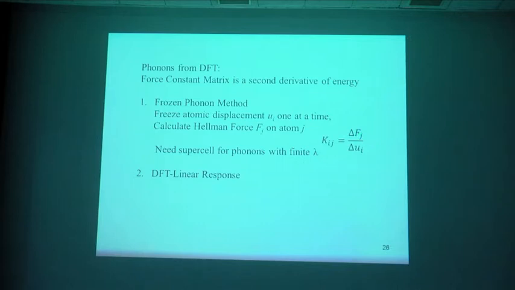And of course, if you have a phonon with a wavelength of 3 unit cells, you will have to have a supercell with 3 unit cells. And I told you the cost of calculation goes as order n cubed. If you have to use a supercell, the cost will go up drastically. And that's why, to get phonons at finite wavelength or non-zero wave vector q, this method is a little expensive. I'll use both to explain what I mean by this.